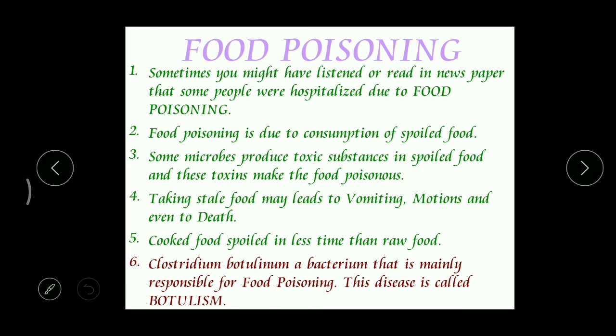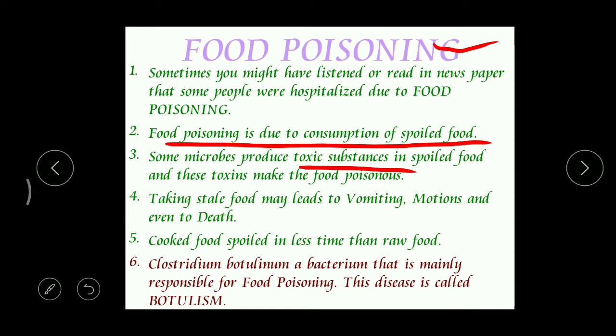What does food poisoning mean? When food is preserved or stored improperly, improperly means without a proper covering or in unhygienic conditions, then microorganisms enter that food and release some toxins into the food materials. Toxic means poisonous substances. So food poisoning is due to consumption of spoiled food. Whenever spoiled food is taken by human beings, we get a condition that is called food poisoning.